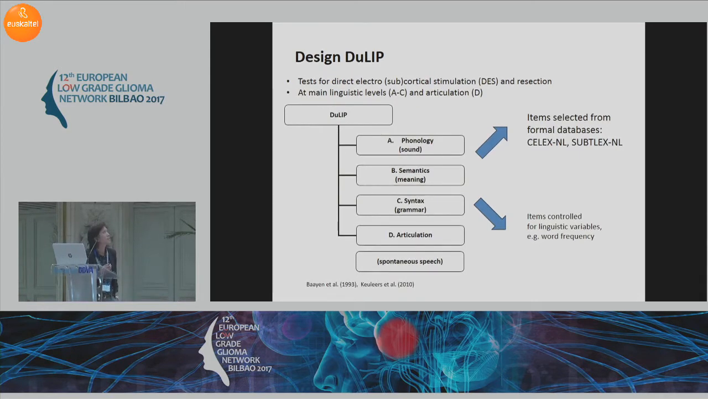We designed tests for the main linguistic levels, as you can see here: at the level of phonology, semantics, syntax, and also articulation. We also take into account spontaneous speech, which is the usual daily conversation. The item selection was based on formal linguistic databases, and controlled for things such as frequency, complexity, syllable structure, and manageability, for instance.